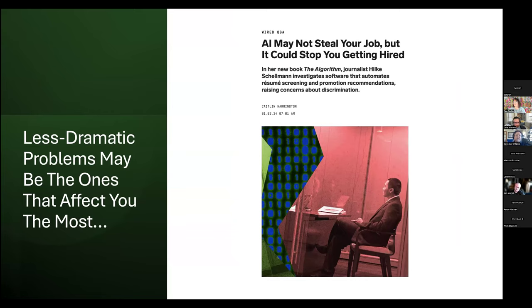The other one that may be much on our minds, I see heads nodding, is that we're starting to see more and more stories about how AI getting stuck into the hiring and recruitment process is a real pain in the ass. When it's used as a way to replace human decision making, again, AI isn't there yet.